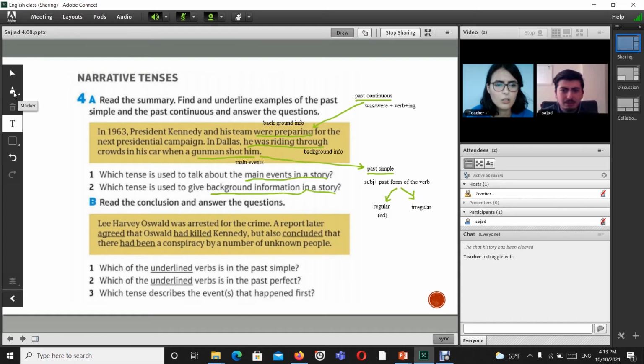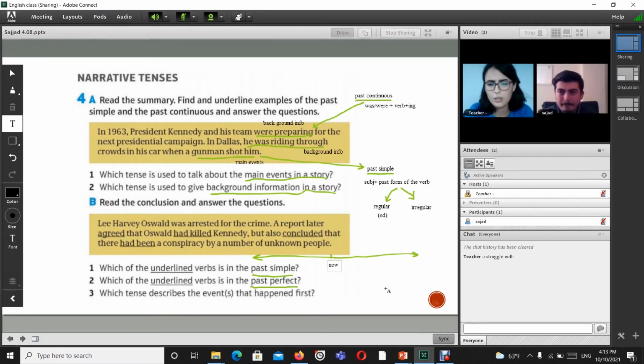Oswald had killed. Had killed is present perfect. Is it present? No. Past perfect, sorry. Very good. So the question is between past simple and past perfect. Good, continue. Concluded is past simple. And had been is past perfect.